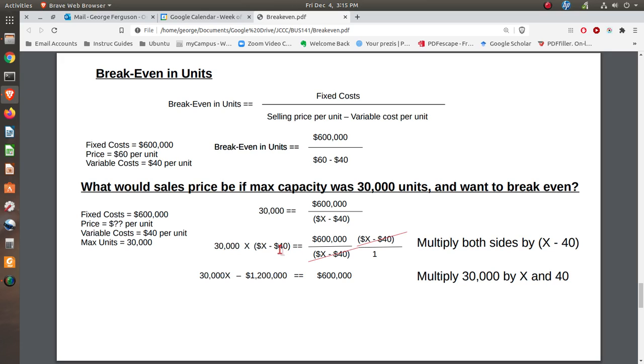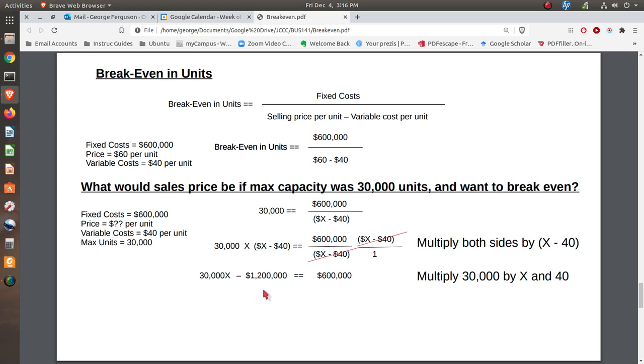So what we have to do now is multiply this number times this and multiply this number times this. What that gives us is 30,000x, okay, that's the 30,000 times the x, minus, there's the minus right there, 30,000 times the 40, that's 1.2 million. So now we have it set up where we're saying, okay, 30,000x minus 1.2 million equals the 600,000. But we still need to get x over here. Remember, whatever you do to one side, you have to do to the other.